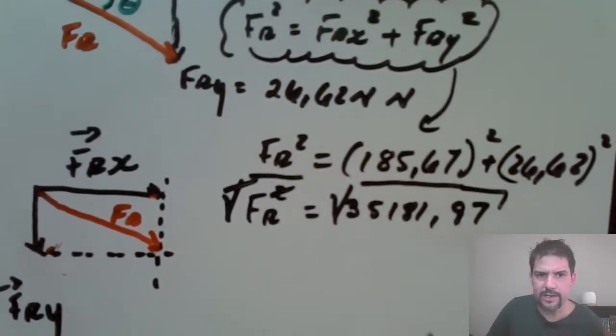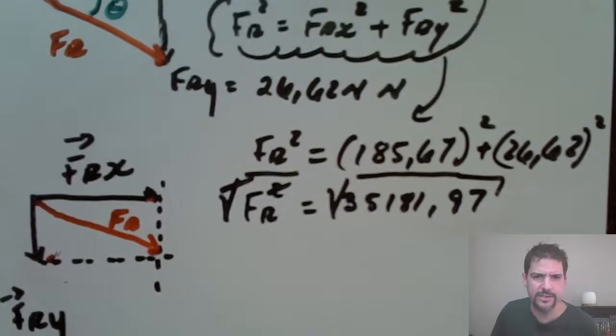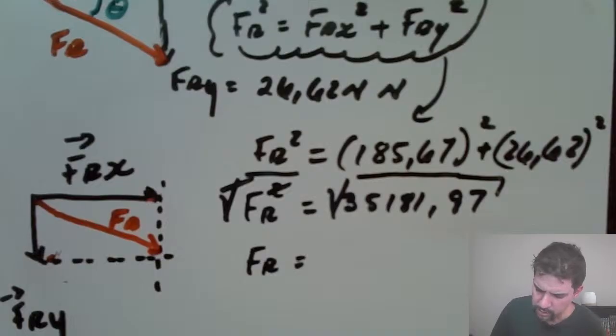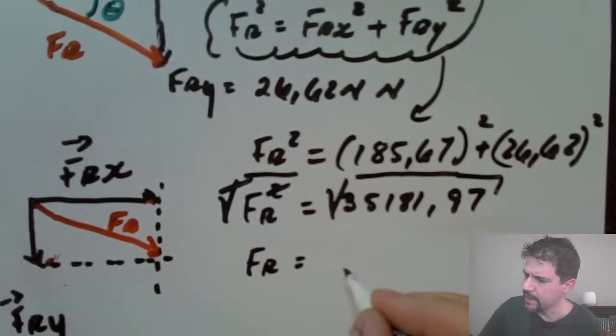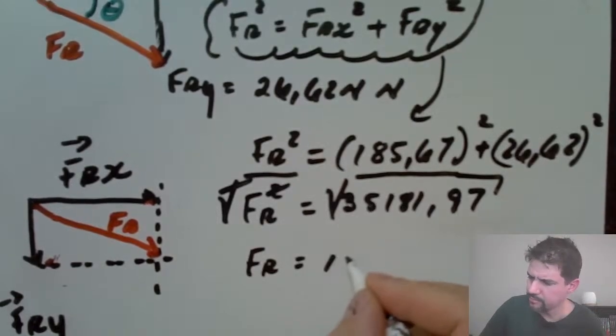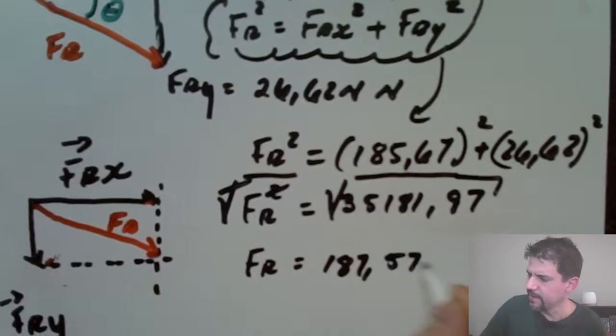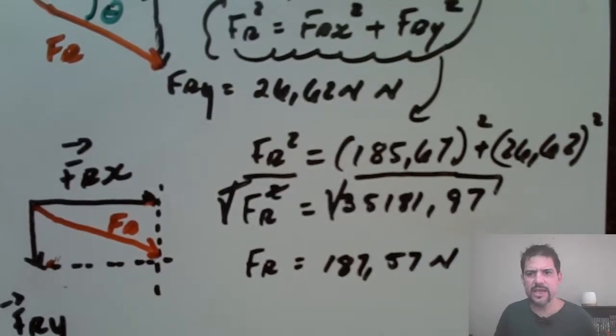then the square root cancels here. This is mathematics now. The physics is done. The physics is done here. All right. So now FR is going to be equal to, if I take the square root here, I got 187,57. Guys, please recheck the calculation.